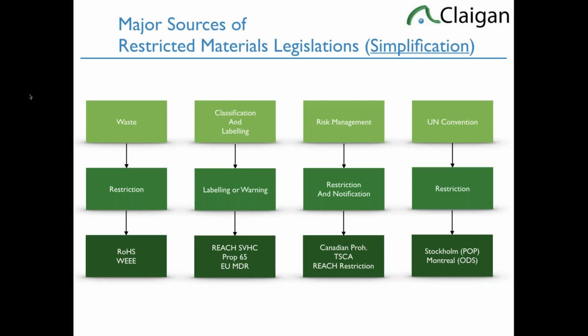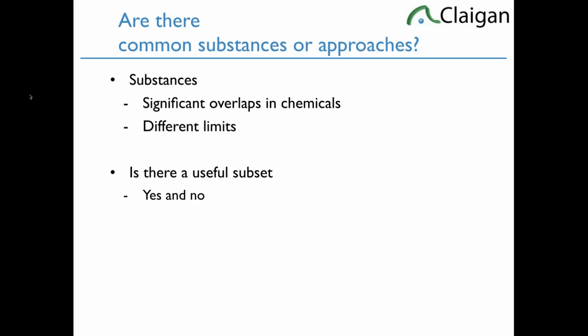So as we talked about, it's vastly oversimplified. Just to give you a bit of a history lesson to understand where they're coming from: waste, classification and labeling, risk management, and UN Convention. There's a lot of overlap. A lot of them feed into classification. Classification feeds into a lot of them. But a lot of the legislation you have to comply with fits in one of these bins.